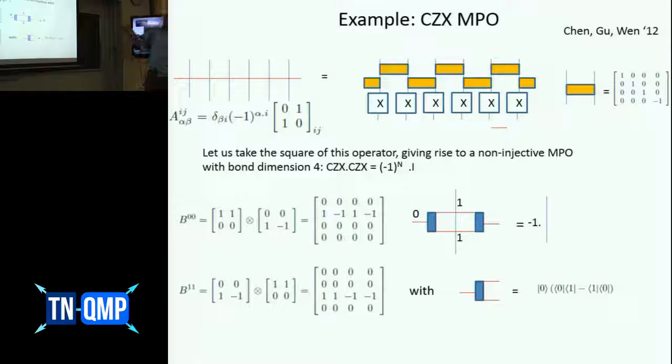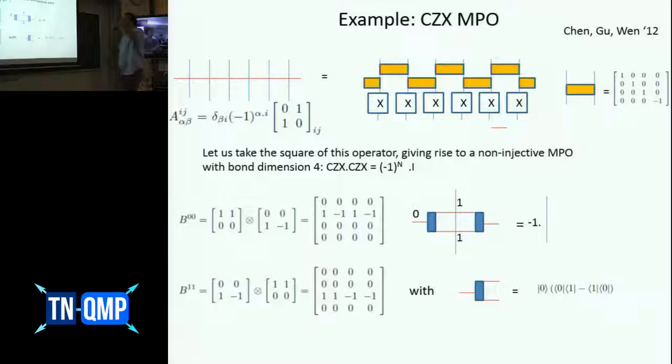It happens that the square of this matrix product operator is equal to the identity. Up to a factor of minus 1 to the n times the identity, with n the number of spins that you would have if you close this thing. And that means that this fundamental theorem must have a very non-trivial implementation here.